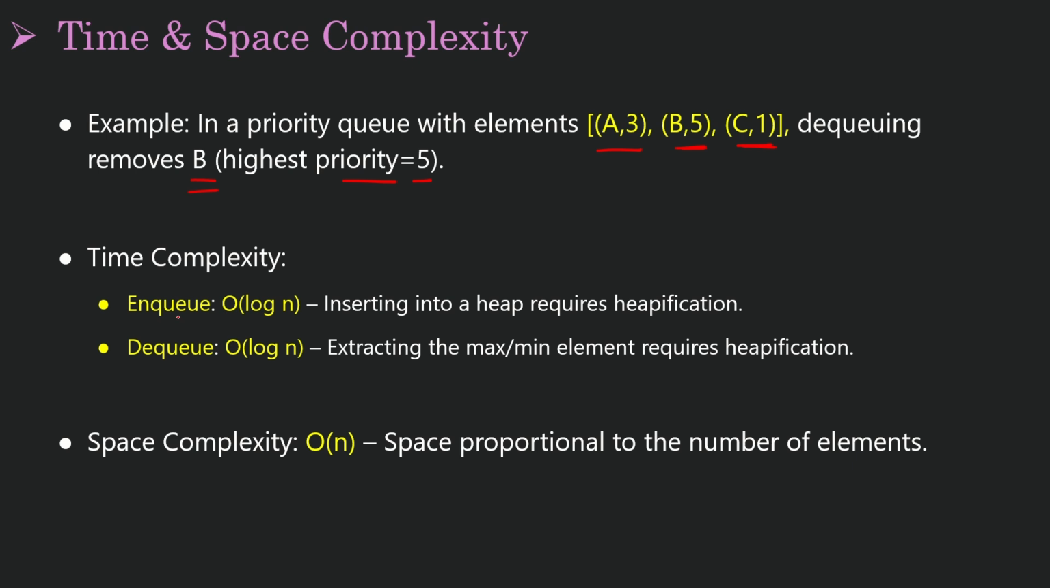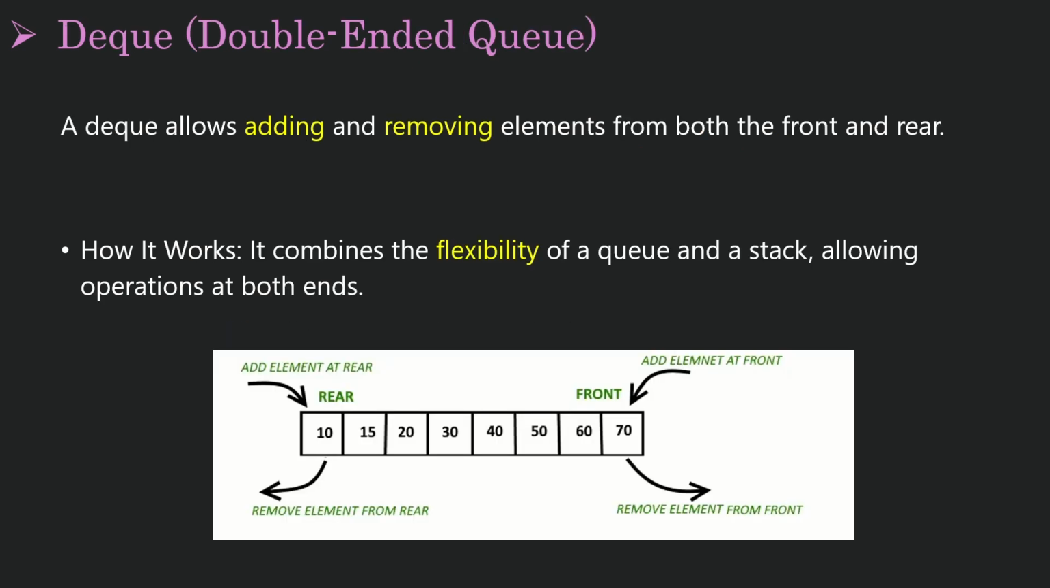Time complexity. Enqueue: O(log n), since inserting into a heap requires heapification. Dequeue: O(log n), since extracting the max or min element requires heapification. Space complexity: O(n), space proportional to the number of elements.